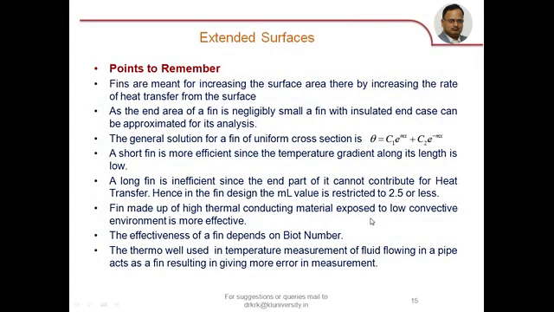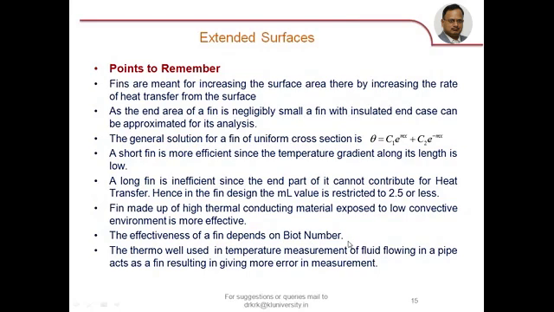Fins made of high thermal conducting material exposed to a low convective environment are more effective. High thermal conducting material, Biot number hL by k, k is high. Low convective, h is low, Biot number becomes very much less than 1. When Biot number is less than 1, that fin is more effective in nature.